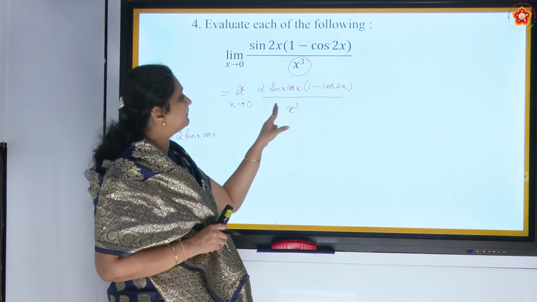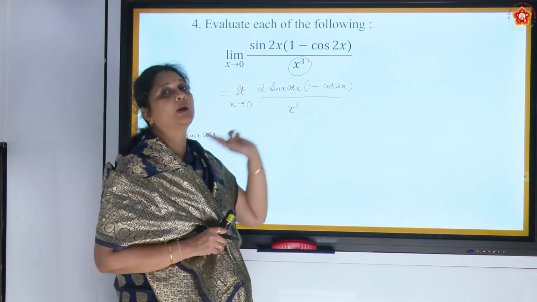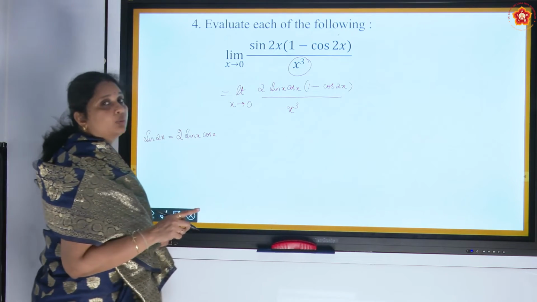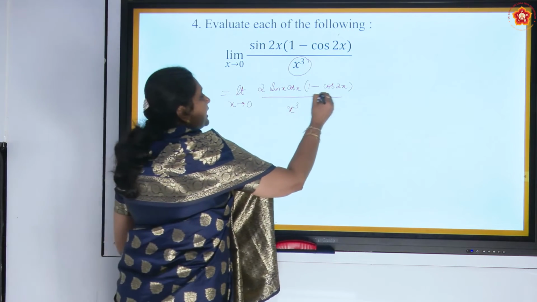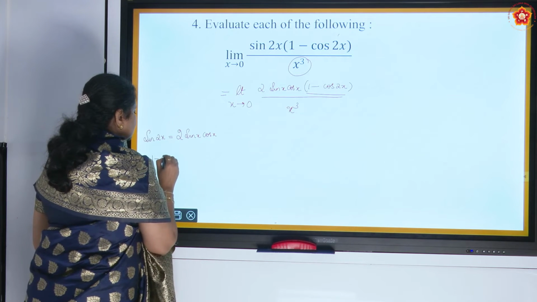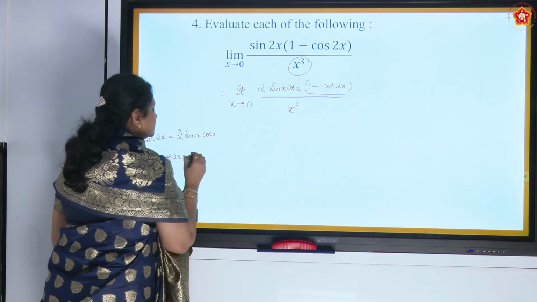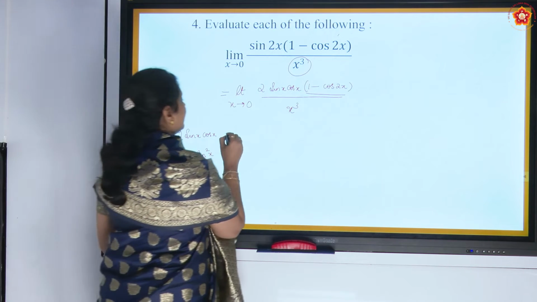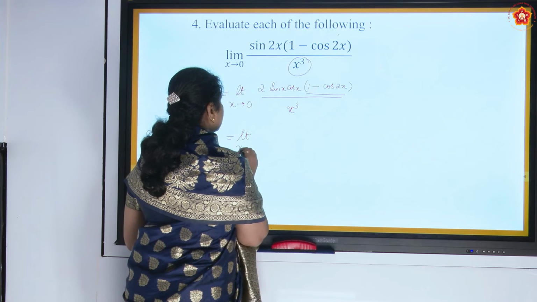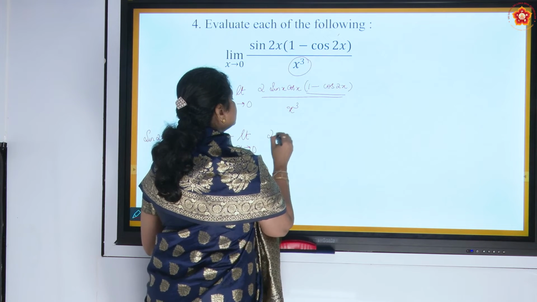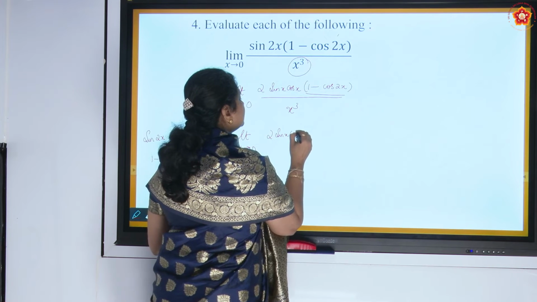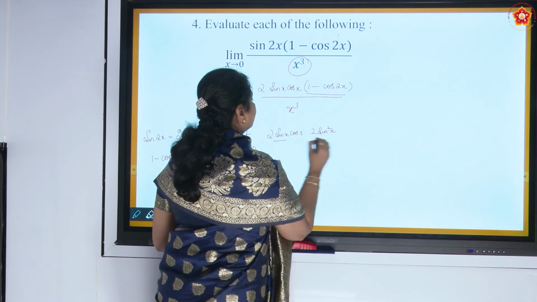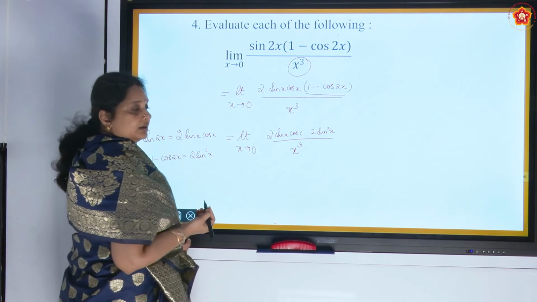I cannot separate this x. If I separate this x, again I have an x square here, which is going to give me a 0 only. So are there any other scope of applying identities? Of course, I have 1 minus cos 2x, which is 2 sin square x. Let me try applying that and see what happens. So this becomes limit x tending to 0, 2 sin x cos x into 2 sin square x by x cube.